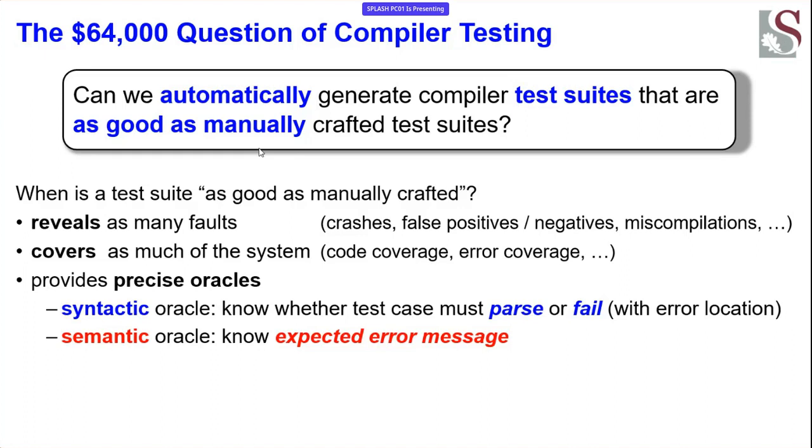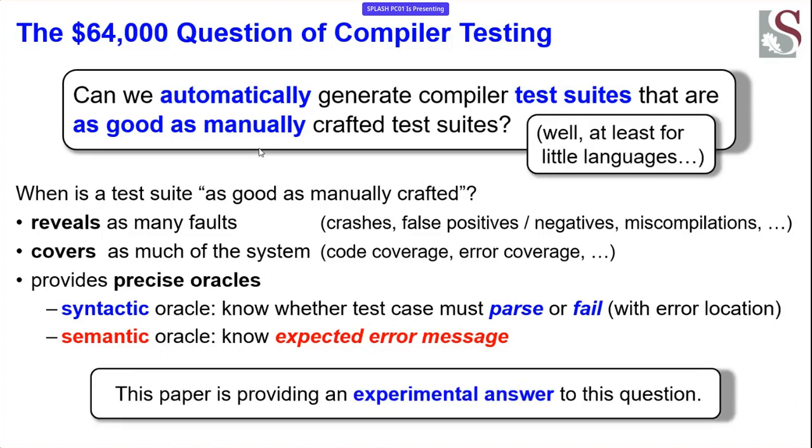So we need to know at the syntactic level whether the test case is assumed to pass, i.e. the parser accepts the input, or whether it's assumed to fail. And if it fails, it would be really nice to know the error location to make sure that the parser fails the right way. At the semantic level, we want to know what the expected error message is: undefined identifier, or repeated declaration, or type mismatch. So the first two things and the syntactic oracle are relatively easy to achieve, but the semantic oracle is hard.